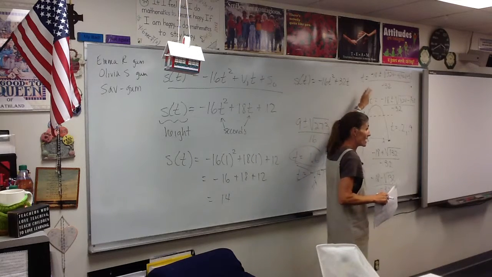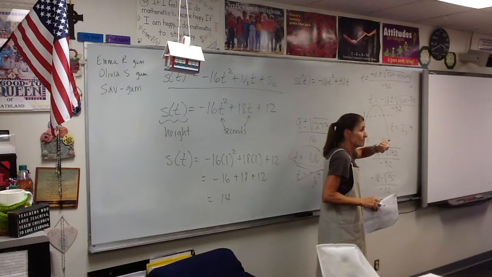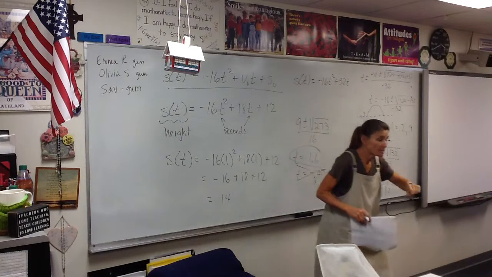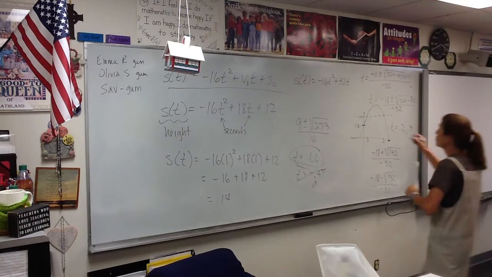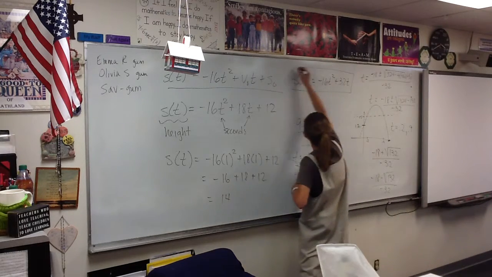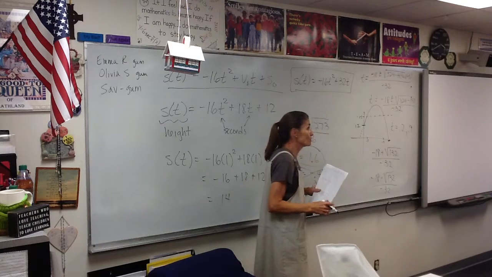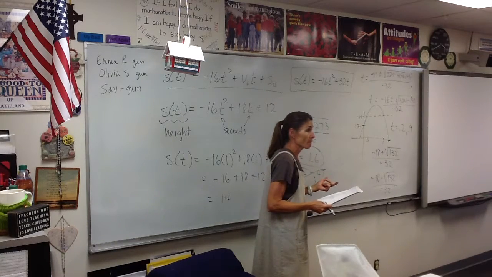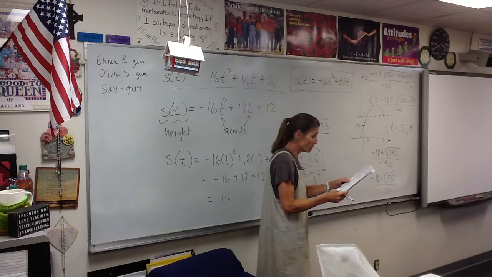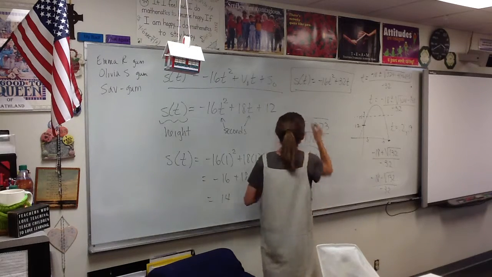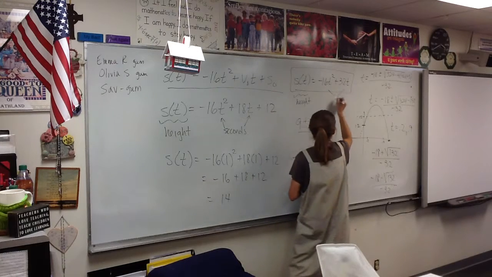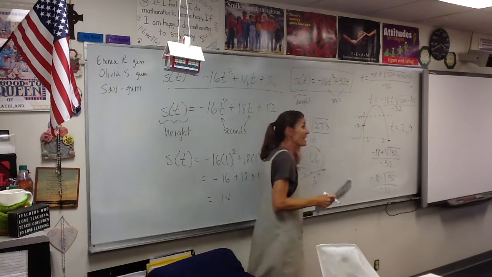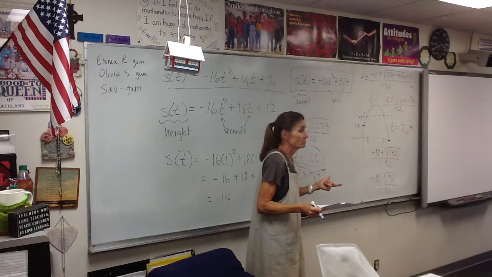And then what do I have on the end? What's my initial height? 0. How do I know it's 0? I'm on the ground. And the height is 0 when you're on the ground. So this is the equation that you're going to use for number 4. In each of the problems, you will either plug in a height or you will plug in a time depending on what they gave you.